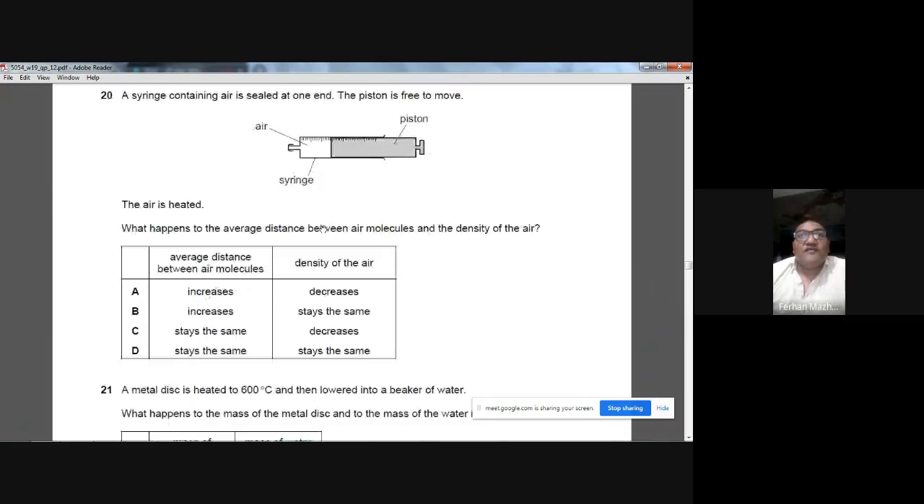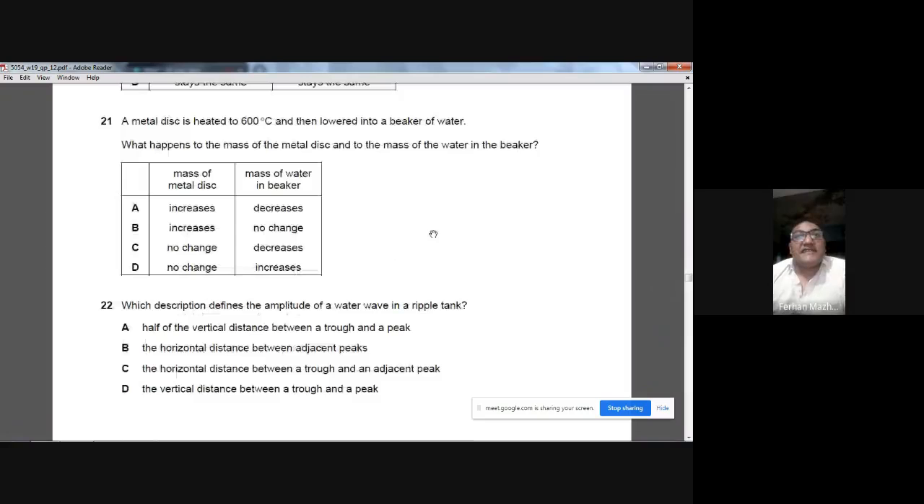Question number 21. A metal disc is heated to 600 degrees centigrade and then lowered into a beaker of water. What happens to the mass of the metal disc and to the mass of the water? See, this disc is heated to 600 degrees centigrade. The metal is hot. So when you put it in the water, nothing will happen to the mass of the disc. The mass of the disc will remain the same.